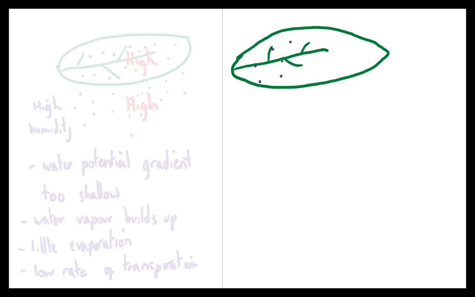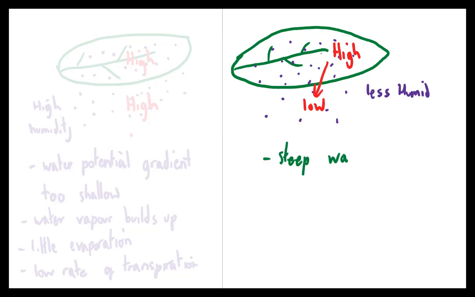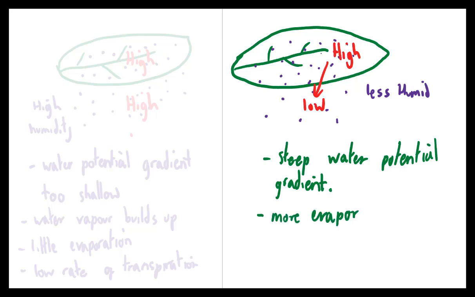This diagram then just shows us what happens if there is low levels of humidity. So there's the water molecules inside the leaf and the water molecules outside the leaf. Within the leaf there is a high water potential, and outside the leaf there is a low water potential. So we've got a water potential gradient from the inside of the leaf to the atmosphere around it. Therefore we've got a steep water potential gradient. This means that more evaporation can take place, and so there's a higher rate of transpiration.